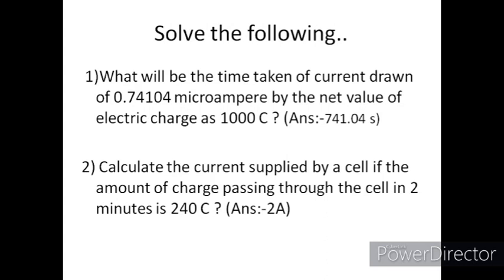Now solve the following questions. The first one is, what will be the time taken of the current drawn of 0.74104 microampere by the net value of electric charge as 1000 coulombs? And the second one is, calculate the current supplied by the cell if the amount of charge passing through the cell in 2 minutes is 240 coulombs.